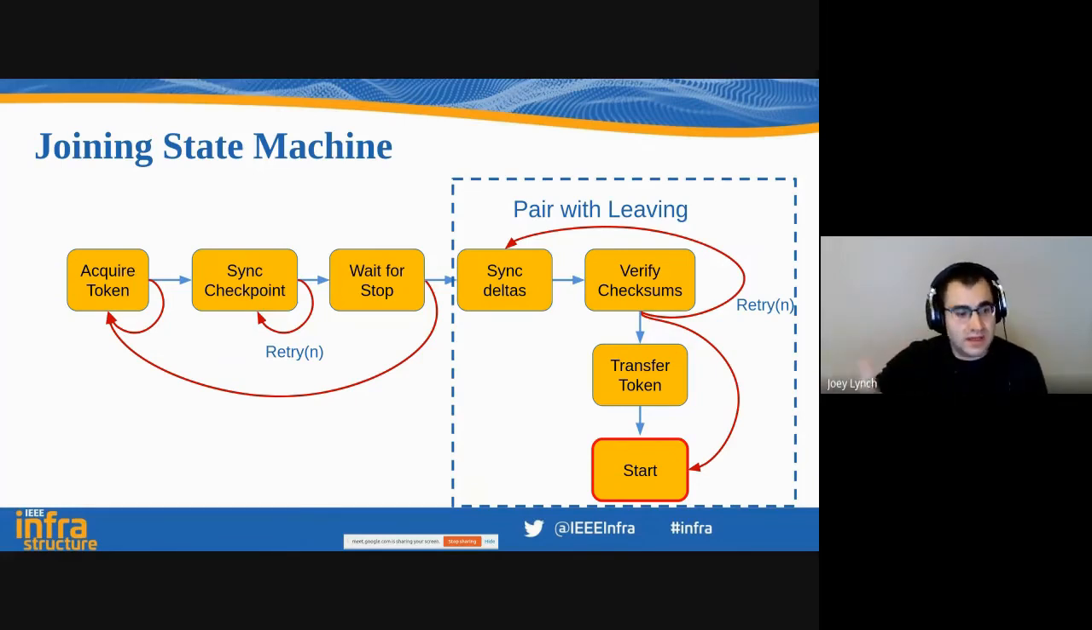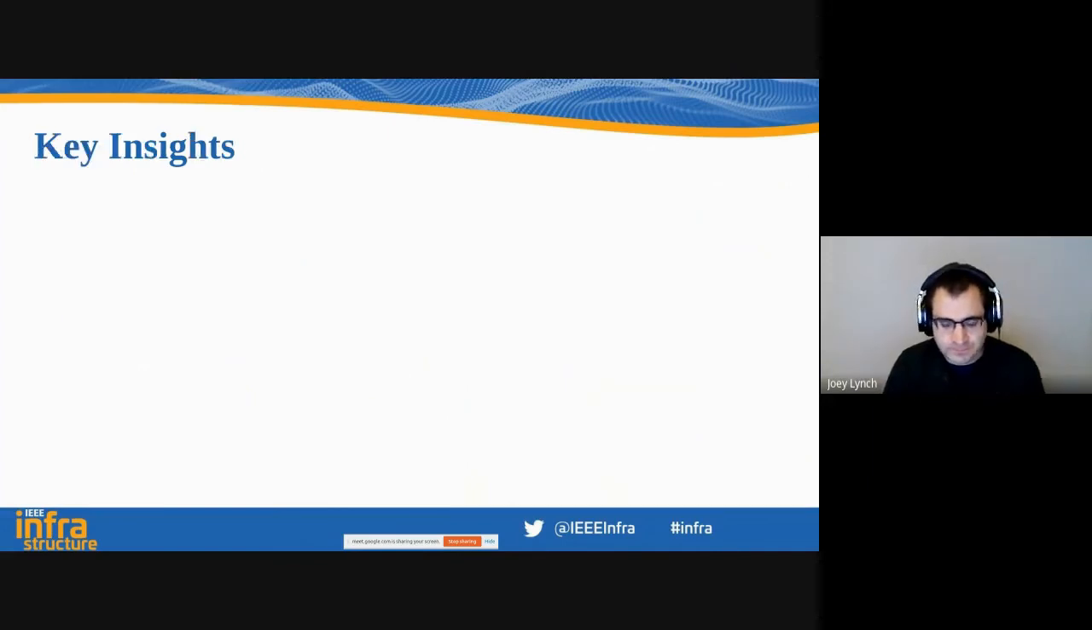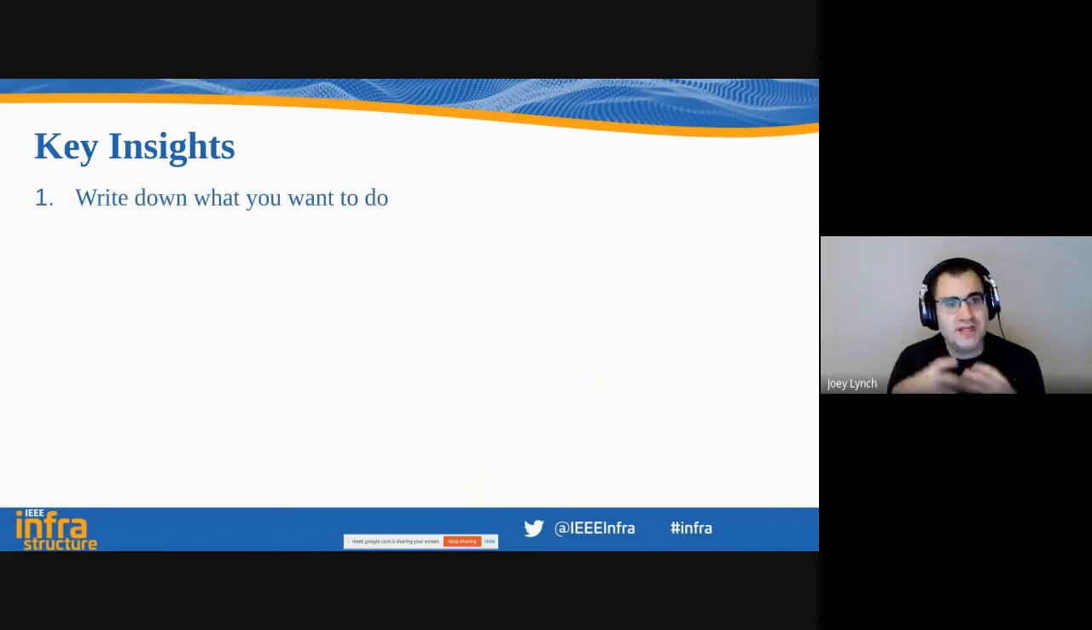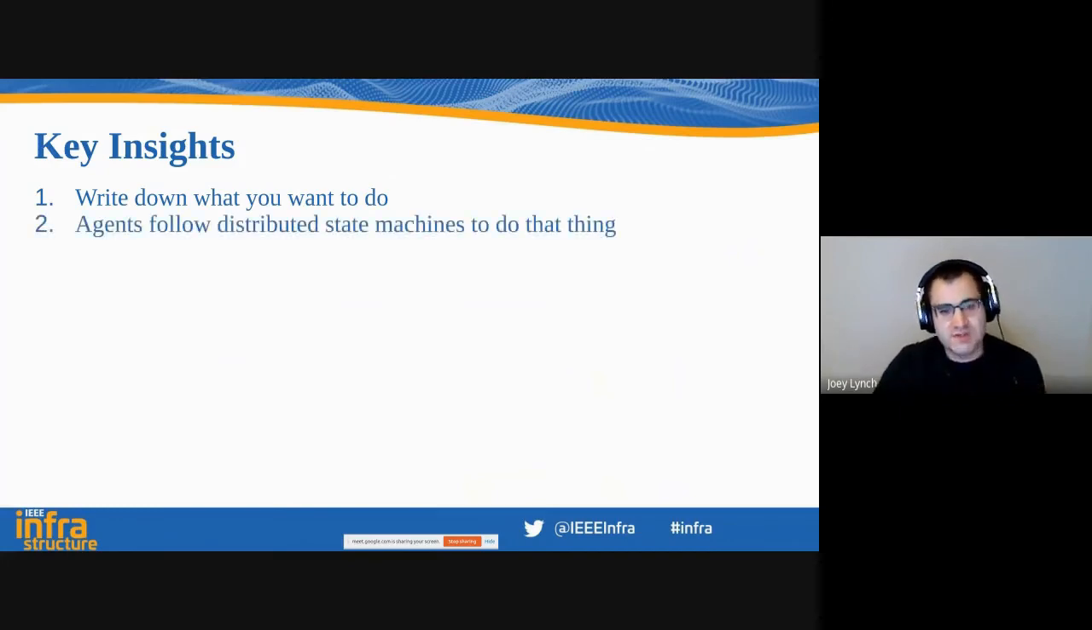But then once we start impacting the database downtime, then we have to start doing it half a zone at a time on the right-hand side. And again, it's just the reverse process. We take the deltas, we verify their checksums, and then finally, instead of stopping, we start. So the key insights of the self-healing architecture are that when you're building these agents, you don't do the thing you want to do. Instead, you write down what you want to do. You write it down in a desire store, a database, a configuration, and then all of your agents follow distributed state machines to actually achieve that goal. And whenever they need to checkpoint state, they use the cluster manager.